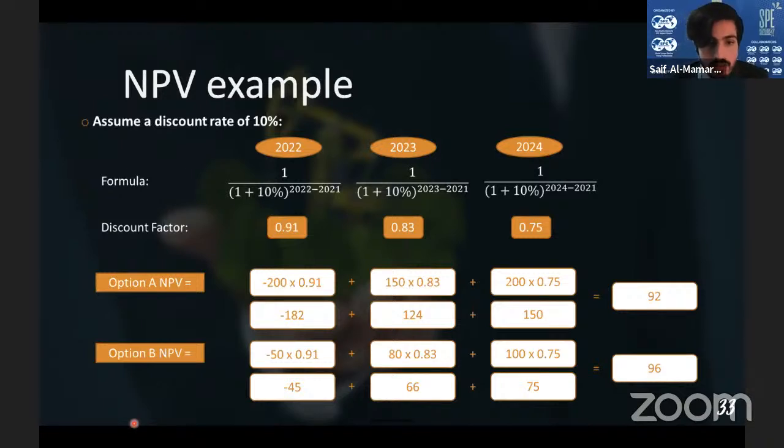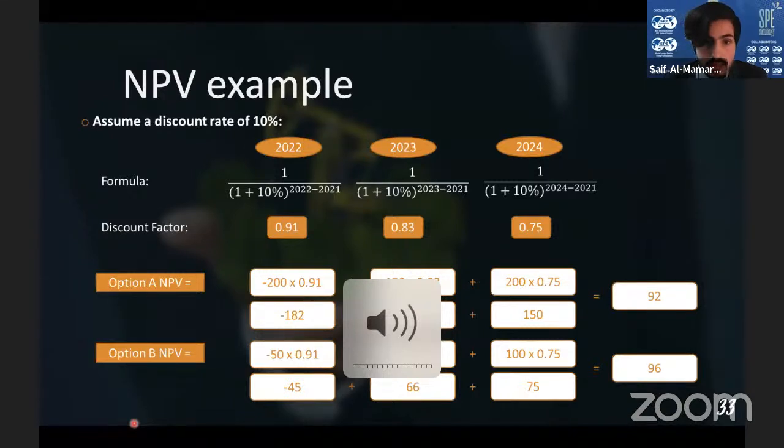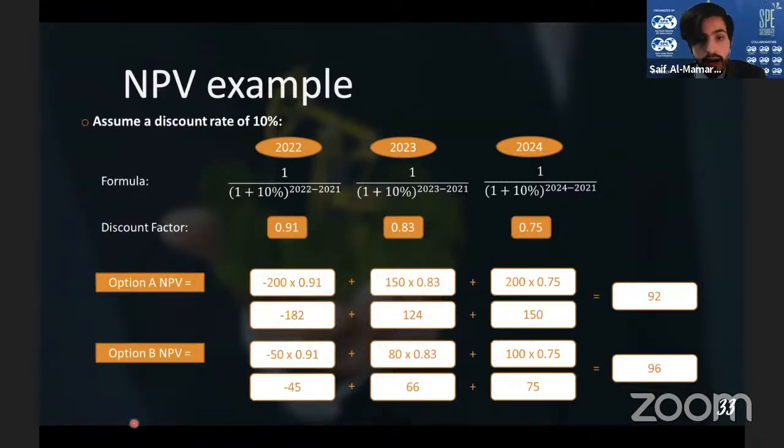So if we look at the NPV in option A, for example, in 2023, it's 150 million. But after multiplying by the discount factor, you reach a cash flow of 124 million. And when you add all these discounted cash flows up, you get the NPV. So here you see that, in fact, option B is a better investment, as it gives 96 million versus 92 for option A. So when we apply the discount factor, we know option B is a better investment.